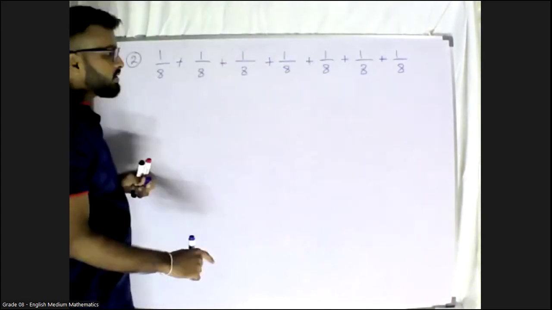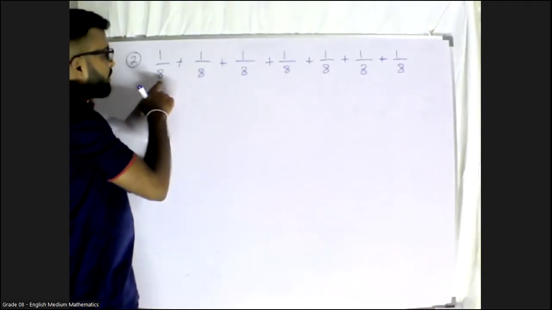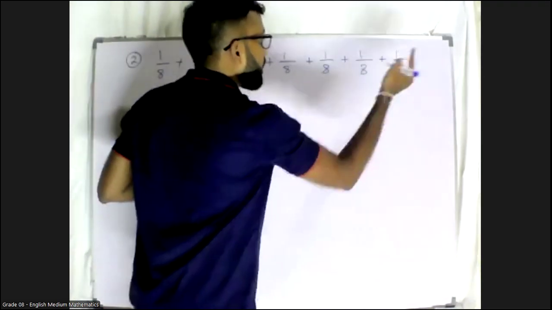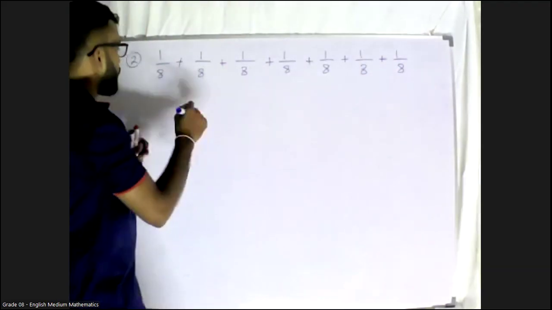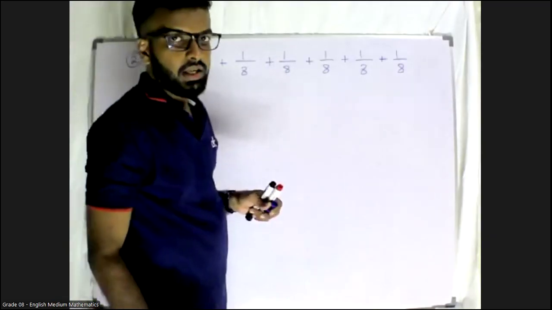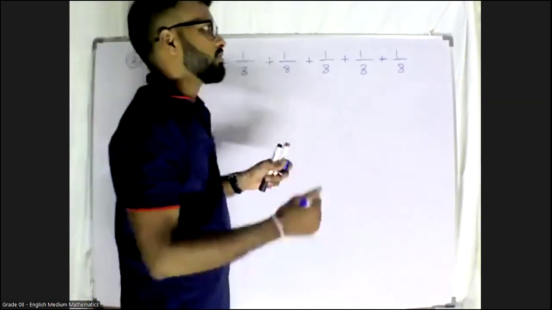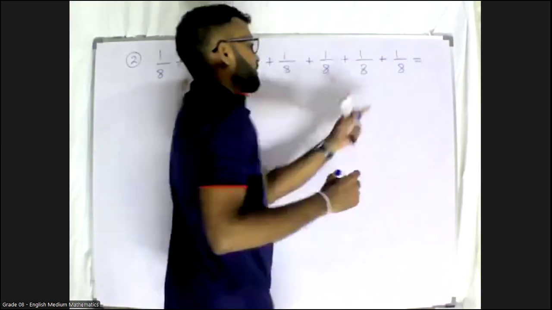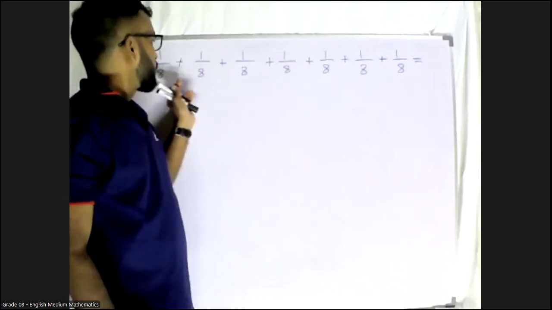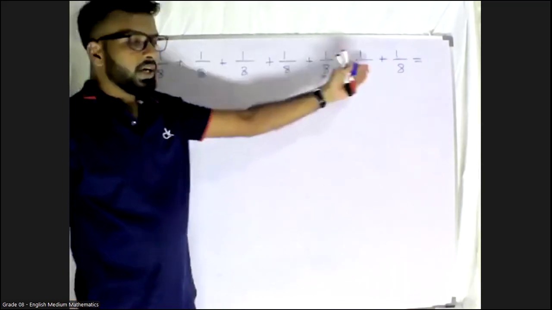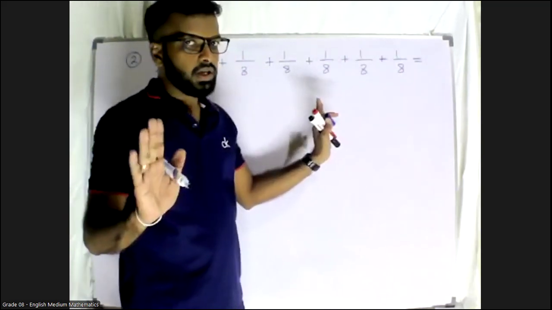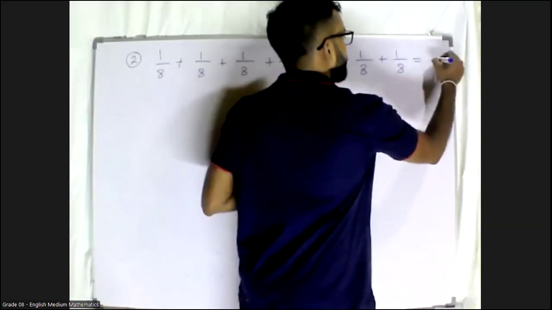How do you simplify this? How many times has it been repeated? 1, 2, 3, 4, 5, 6, 7. 7 times, right? So how do you write the answer for this in a general way? You know how to add fractions, right? So check the denominator. 8, 8, 8, 8, 8, 8, 8. Same, right? So I will put 8 here.